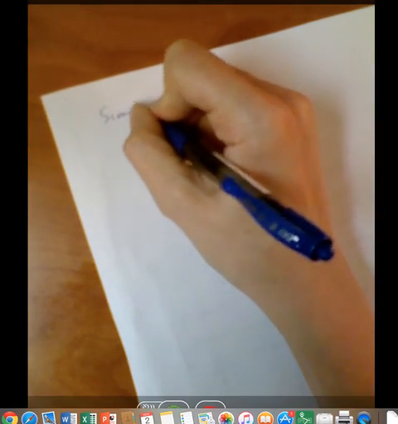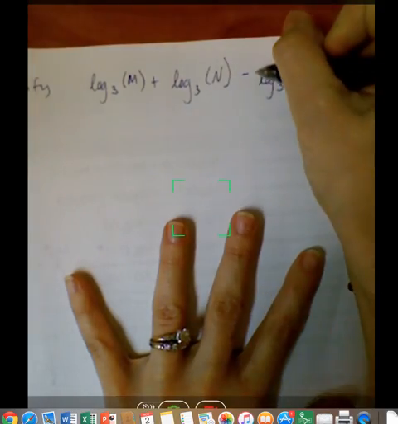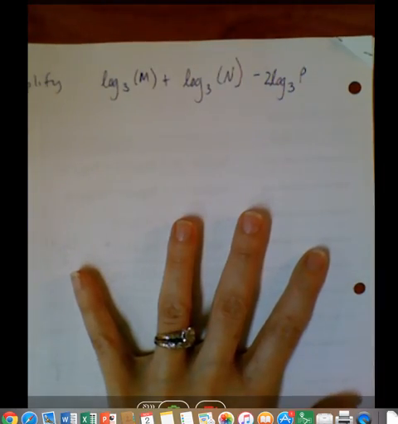Okay, so let's simplify one. Simplify log base 3 of m plus log base 3 of n, subtract log base 3 of p, and let's go ahead and make the log base 3 of p. Let's multiply that by 2. So there's my initial expression.